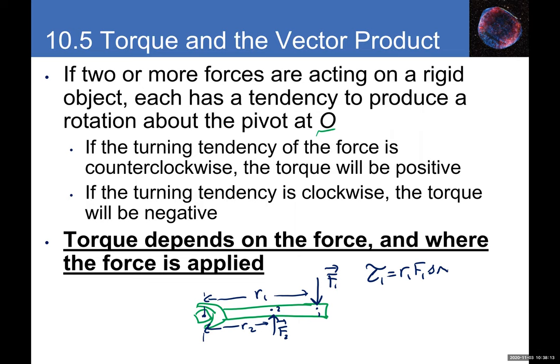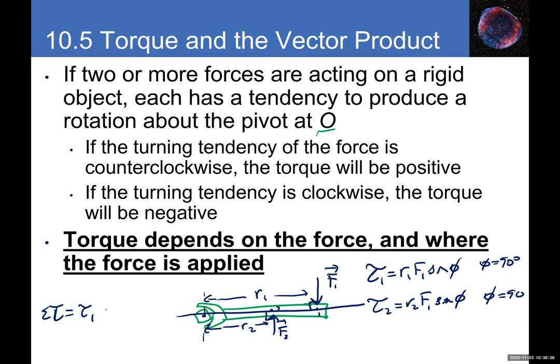And I can see, if I'm drawing the line like this, then F1 is perpendicular to that line. So here phi is 90 degrees. And torque two is then R2 F2 sine of phi. And here phi is also 90 degrees because this is also perpendicular to that line. That means if I'm doing the net torque, this is torque one as vectors plus torque two. But one of them has to be negative.